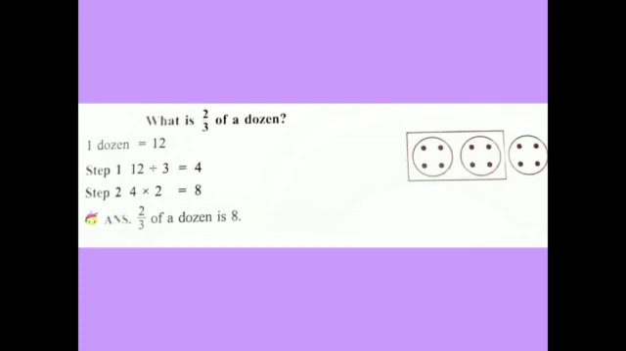So 12 divided by 3 is equal to 4. Then next step, we have to multiply the quotient 4 with the numerator 2. So 4 multiplied by 2 is equal to 8. 2 by 3 of a dozen is 8.